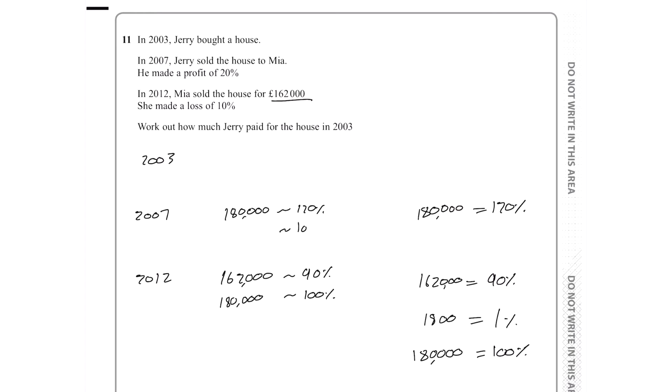We want to work out how much he paid for the house because that's how much you would have got it for in 2003. So to get that to 100%, we can again go to 1%. So divide each side by 120. And that gives us 1,500. And if you go to then 100%, that's 150,000. So he must have paid 150,000 for the house. So that would have been how much he got it for in 2003.